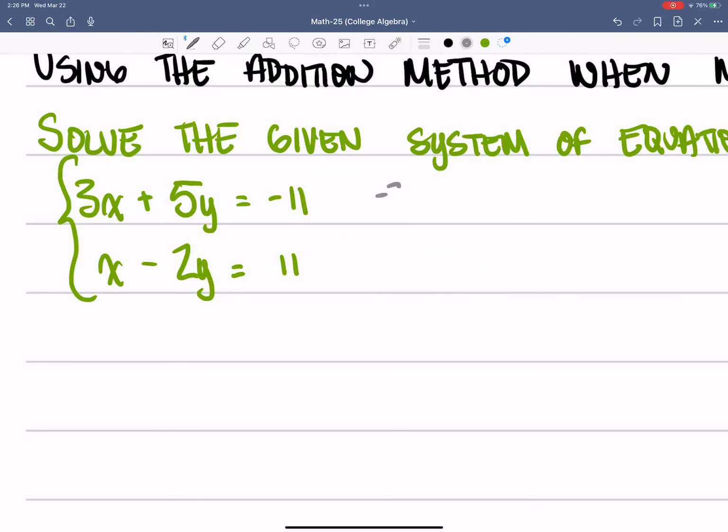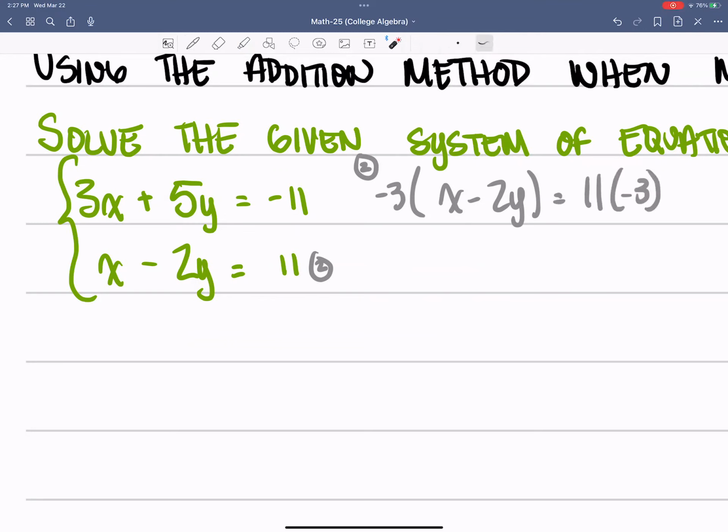So -3 times equation 2. So -3 times our x minus 2y equals 11 times -3. And let's just distribute this -3 through, and this one here as well. So we have -3x plus 6y is equal to -33. So we still have to add these two equations together.